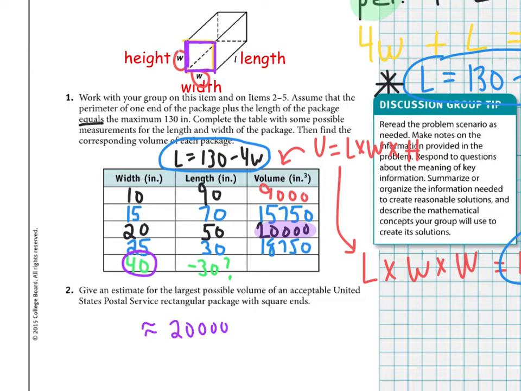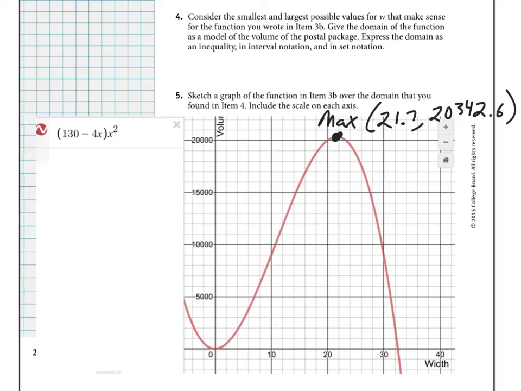In the table here, we put some values in for the width, and when the width got too big, we ended up with a negative length. Remember, we tried to use 40 and it didn't work out. When we used 40 right here, we got the negative length. And just to put this together, the first one we did, when I did a width of 10, the volume was 9,000.